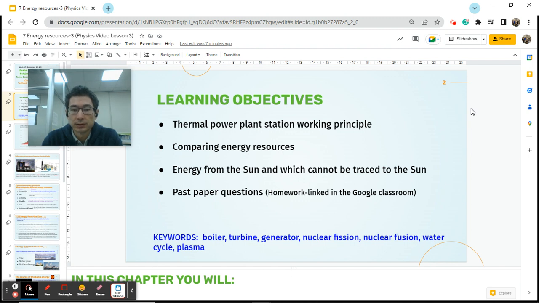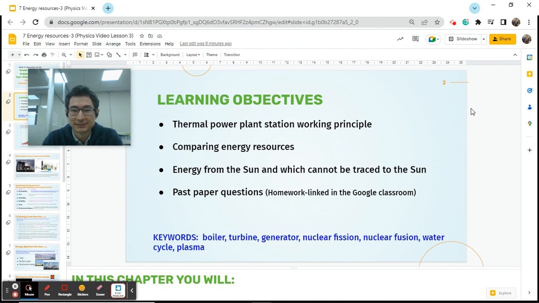We're going to compare a little bit, and review the energy resources and the factors we should think about when we want to build a power plant, a nuclear power plant, or infrastructure for geothermal energy. We should compare the factors affecting the properties. So we're going to talk about comparing energy resources.